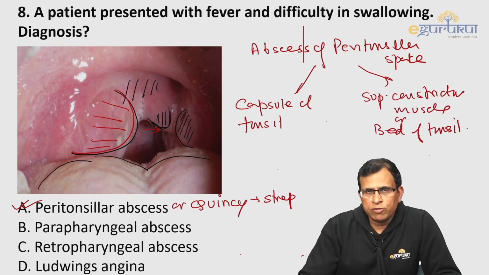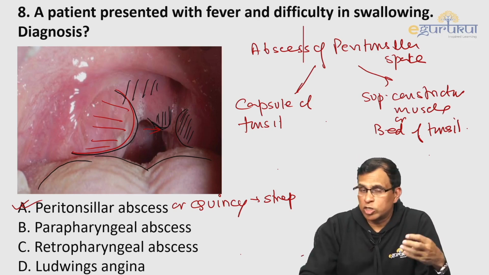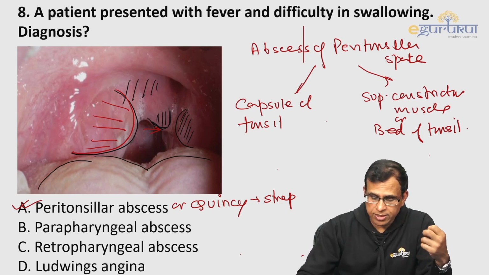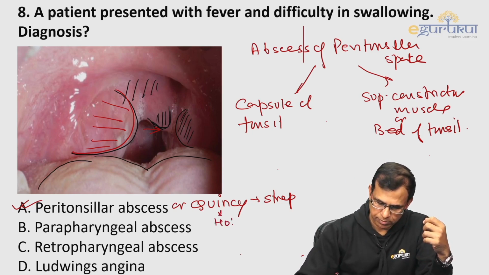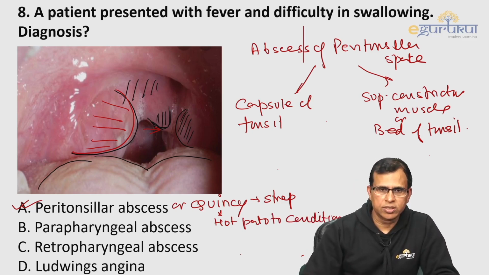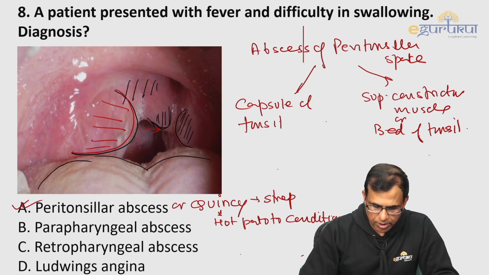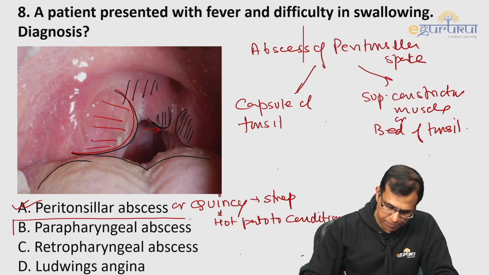It's a very painful disease. Patient cannot swallow properly, cannot speak, has fever, and this condition is compared to a hot potato condition. Because of the enormous difficulty that it poses, that's why hot potato condition. And the treatment is immediate drainage of the peritonsillar abscess. The main differential diagnosis is parapharyngeal space abscess.